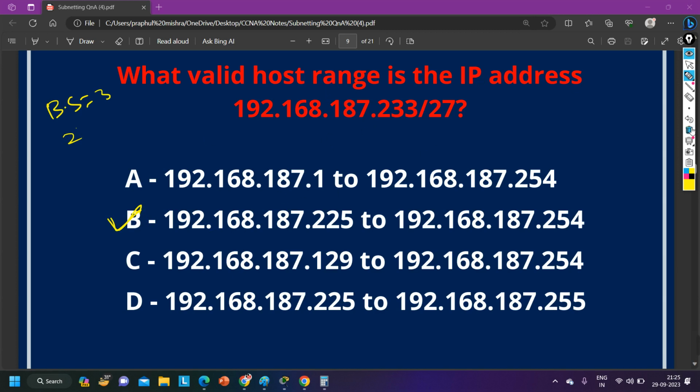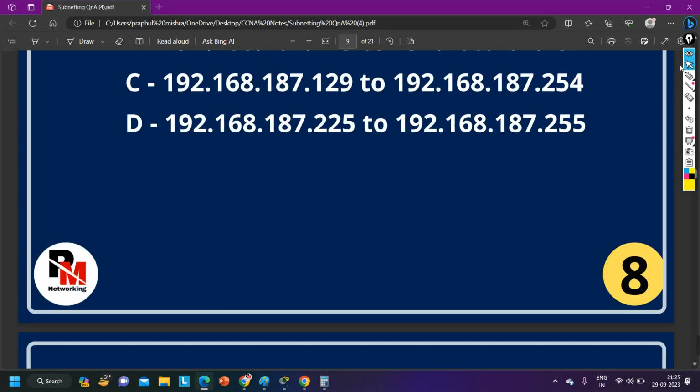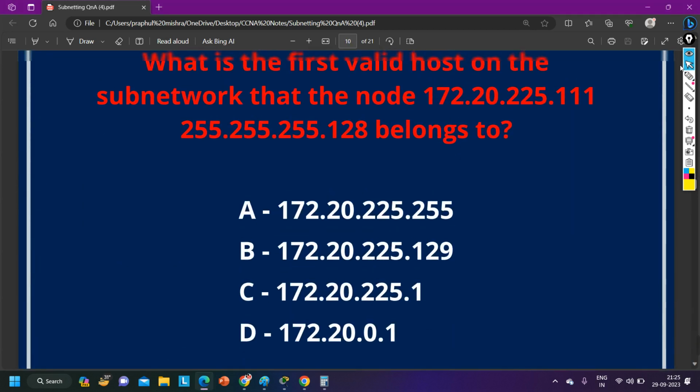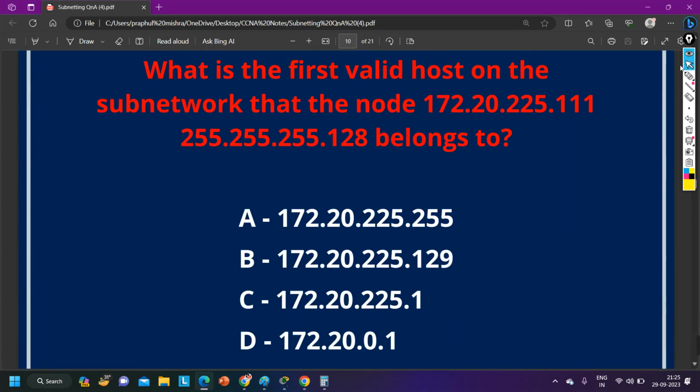The range of valid IP addresses. This is a very easy question. And now the next question. Let me check, is there any more question? Yes. What is the first valid IP address on the subnetwork that the node this one belongs to? Okay, so this is a valid IP address and you need to find the first valid IP address of the network which this IP address belongs to.